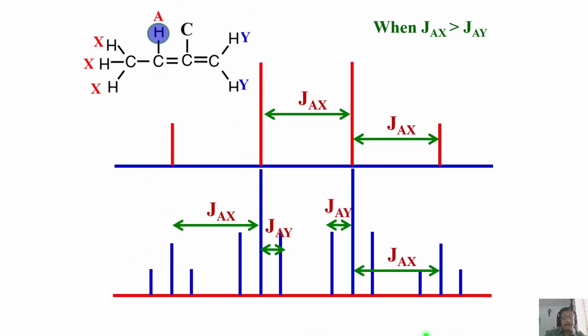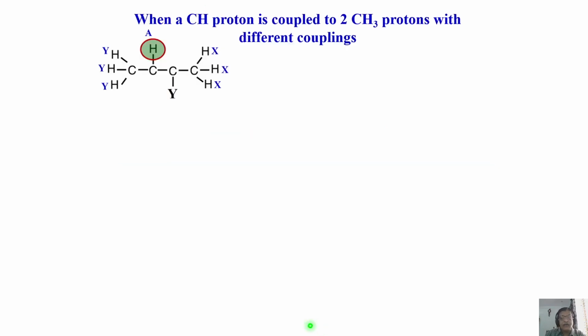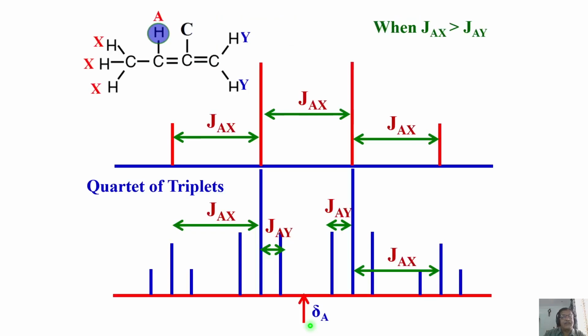What do you call this pattern? Larger is quartet, smaller separation is triplet. It is called quartet of triplets. Remember, it is called quartet of triplets. And as always, I tell you, the center of the multiplicity pattern gives you the chemical shift for the particular proton. Now I am seeing this proton and I am going to get the chemical shift of A. Let us go into a situation like this. For the same molecule, I will ask you a simple question.